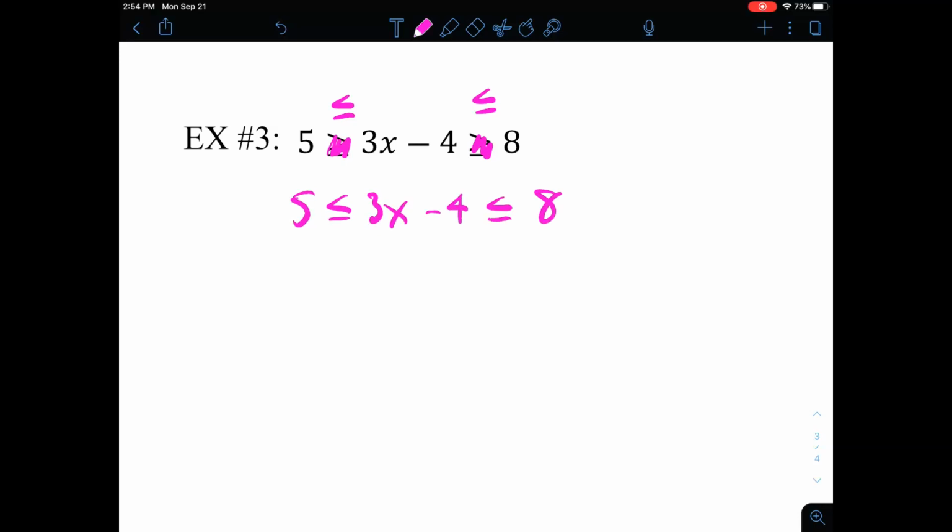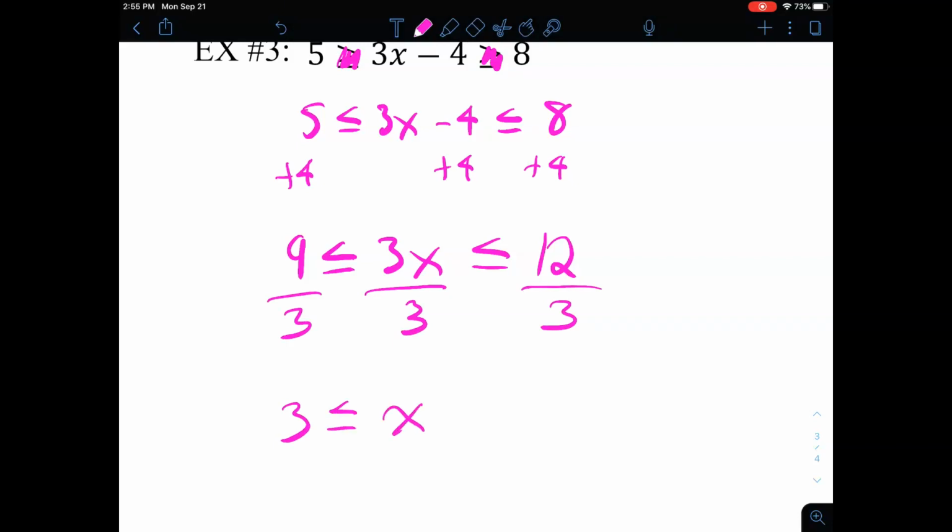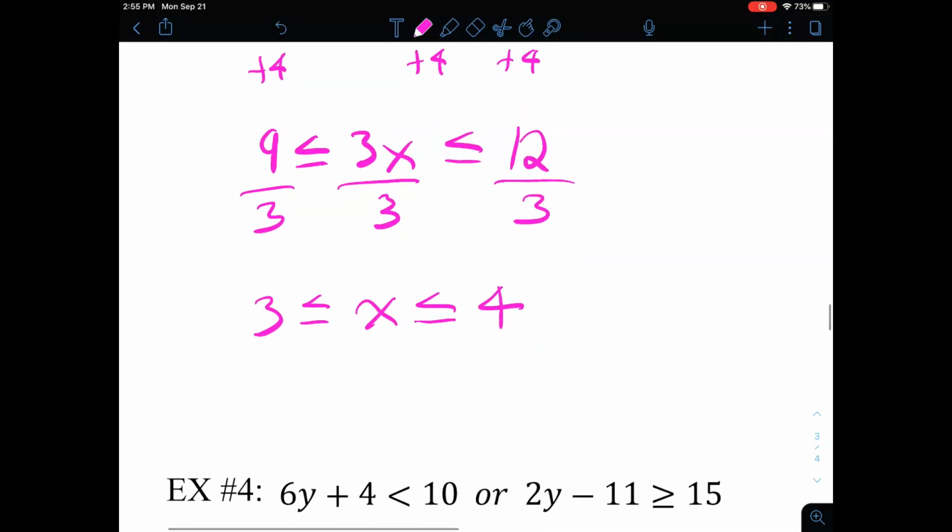Okay, how do we solve this now? What's the first step? First thing we're going to do is add 4 to all 3 sides. 5 plus 4 is 9, less than or equal to 3x, which is less than or equal to 12. Next step is to divide by 3 on all 3 sides. We get 3 is less than or equal to x, which is less than or equal to 4. And we got our sandwich.